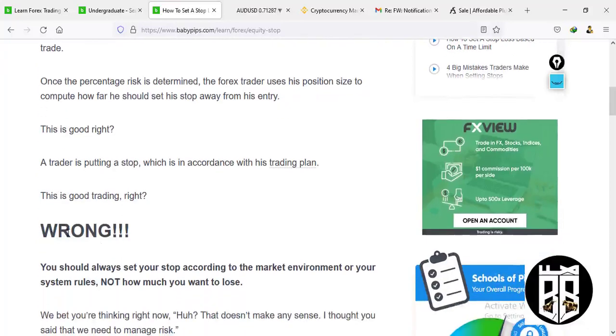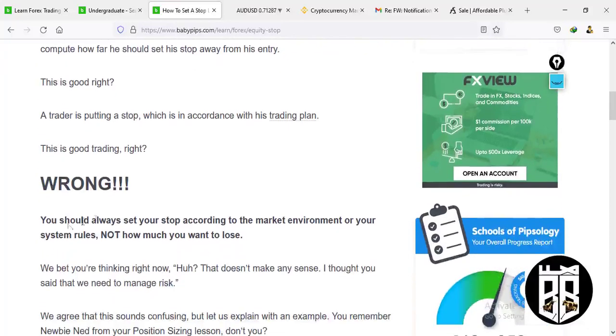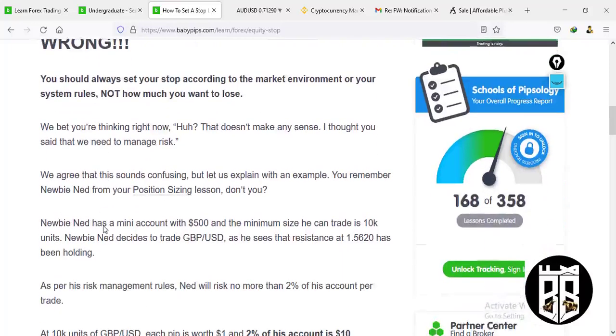Wrong. No, it isn't good trading. You should always set your stop according to the market environment or your system rules or your trading rules, not how much you want to lose. Do you understand? Set your stop according to the market environment or according to your rules, not how much you want to lose. Now you might be thinking, well, that's wrong. It's confusing to you right now.